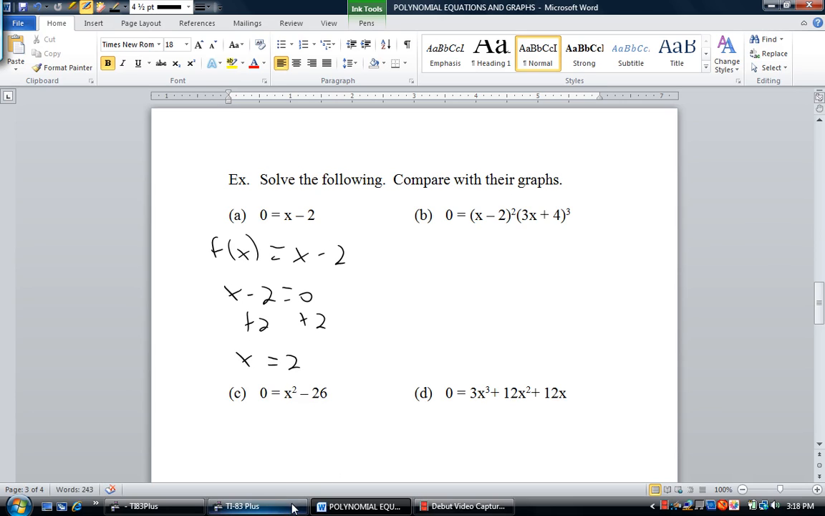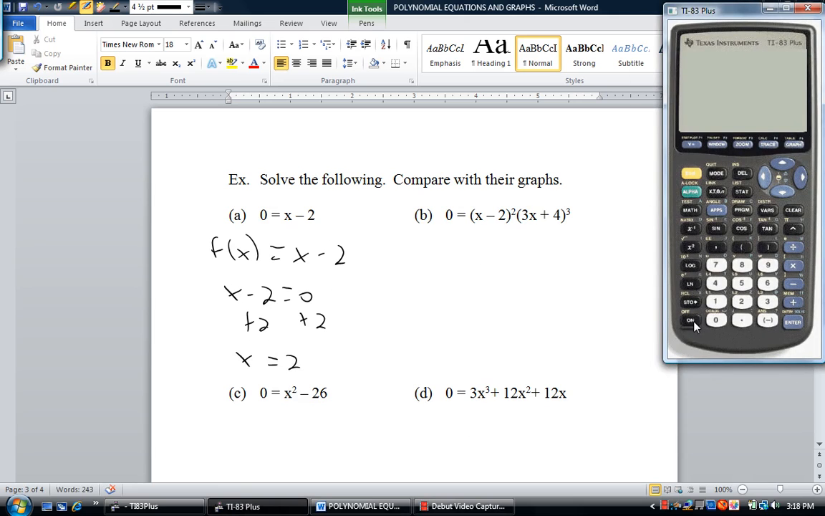Now when I say compared to the graph, what that means is if I were to graph x minus 2, I'm saying that it's going to cross the x-axis at 2. And it looks like it does. Now if you're not for sure, there's a couple ways you can look at it. Hit second graph. The table shows that when x is 2, we have our 0 that we're given in the problem. You can also hit trace 2 and do it that way, which I prefer.